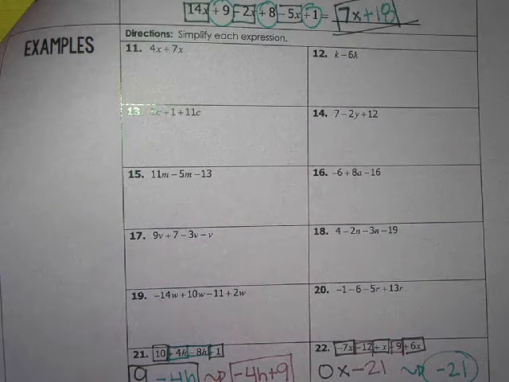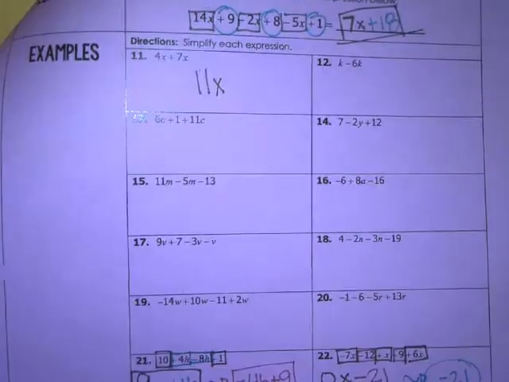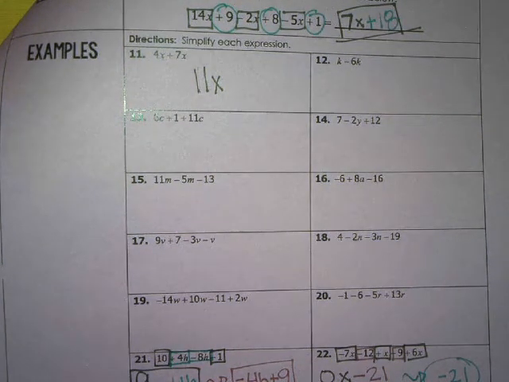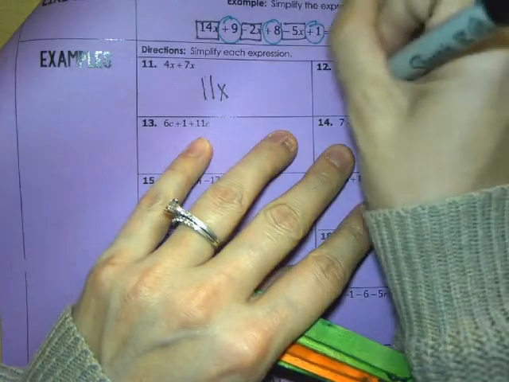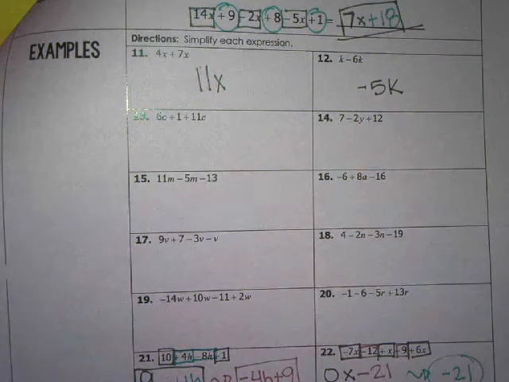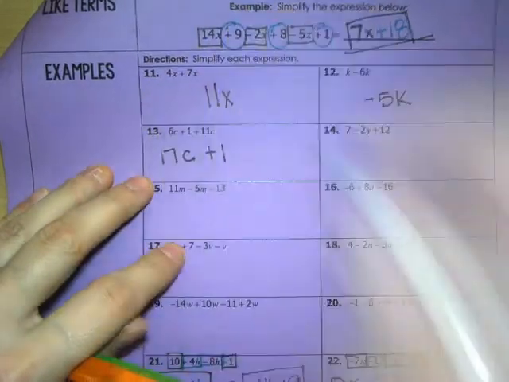11. What'd you get for 11? I got 11x. That is correct. You should all have 11x written down. Remember, if you got any wrong, please make sure you are fixing them so you have the right answer and asking any questions if you are confused. What did you get for 12? Negative 5k is correct. Nicely done. What did you get for 13? 17c plus 1 is right.